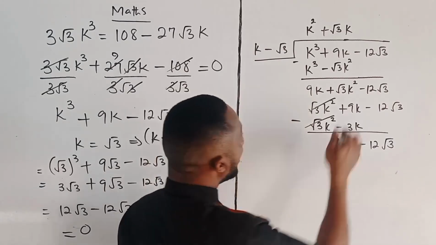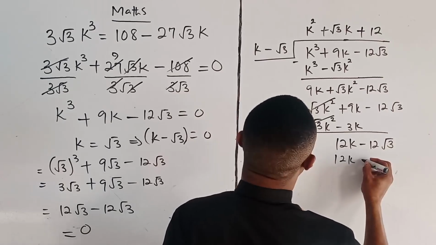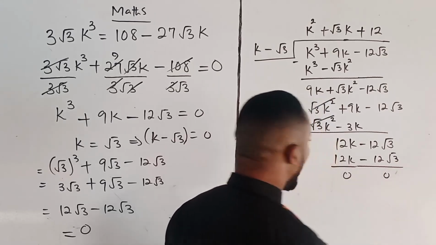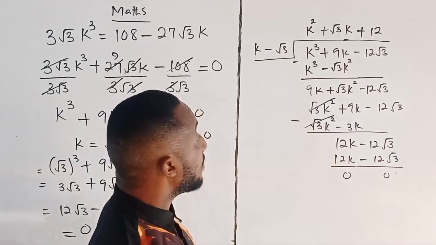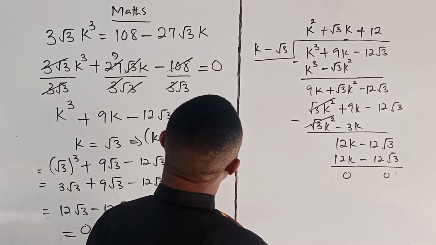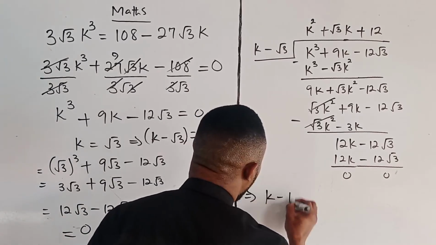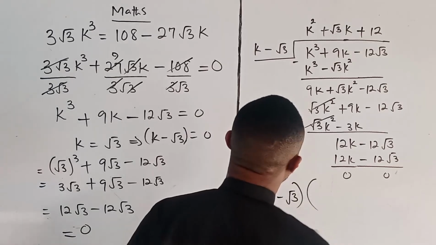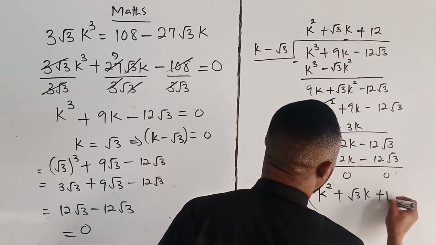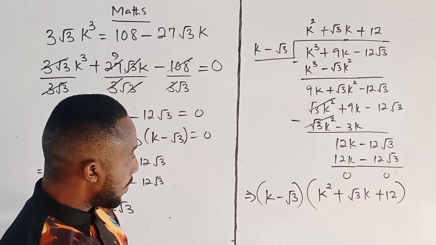So k divided into 12k, that will give us 12. So we now have 12k minus 12√3. So the remainder is actually 0. It means that k minus √3 is a factor. Okay, our factors now are, so therefore this implies that k minus √3, since the remainder is 0, and k squared plus √3k plus 12 are the factors of this polynomial.